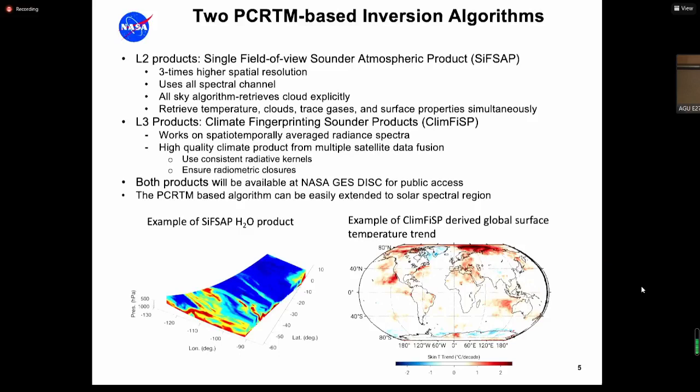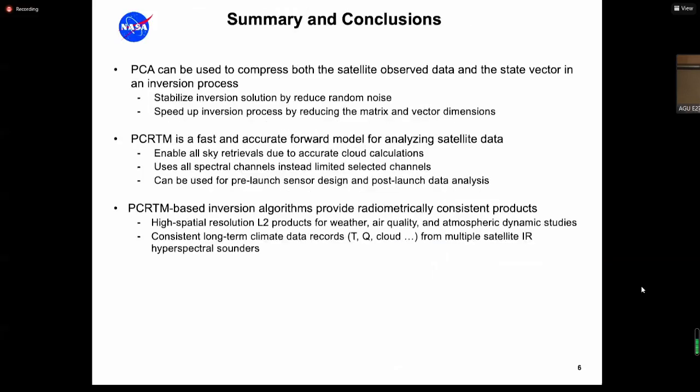So I'm almost there. In conclusion, the PCA is a good way to compress the hyperspectral data. It stabilizes the solution, reduces the noise, and also reduces the ill-conditioning. You can also use it to compress your state vector if they are highly correlated. If they're not correlated, there's no use of it.